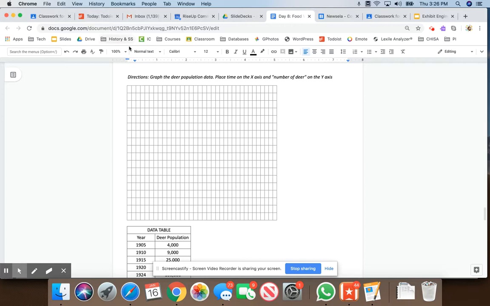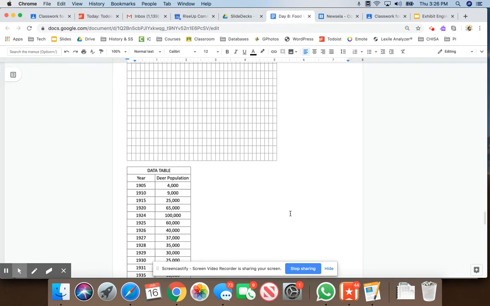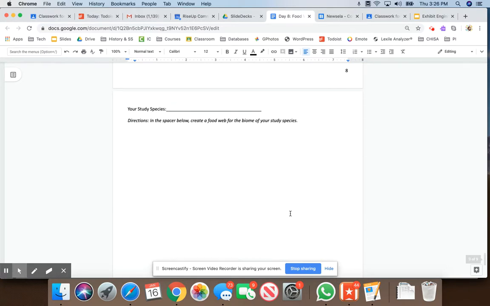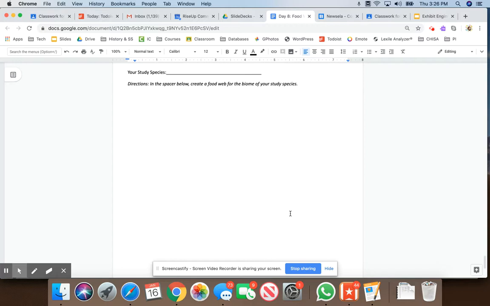So the vertical axis or the y-axis is going to have the number of deer, the deer population. And then this horizontal or x-axis is going to be your year or your time. And then we have a few analysis questions. Most people did not get to this, but the very last thing you do is we're going to build our own food web for your study species. So that's what's going to go here.